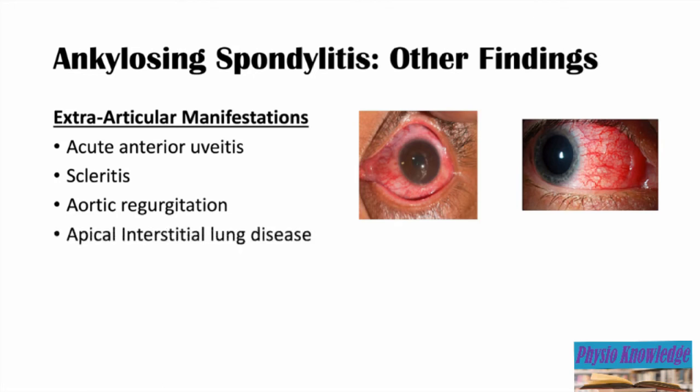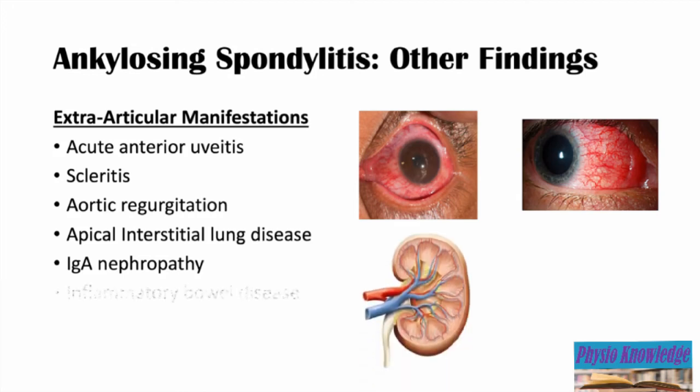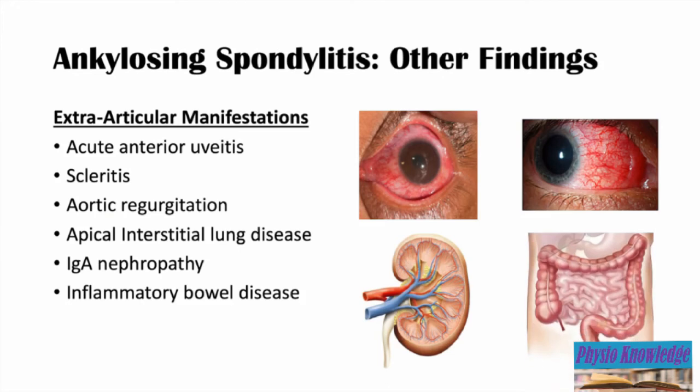We can also see apical interstitial lung disease, another severe manifestation. We can also see IgA, or immunoglobulin A, nephropathy with this condition, so the kidneys can be affected. And we can see inflammatory bowel disease with this condition as well. And we can see dermatological findings like psoriasis as well.